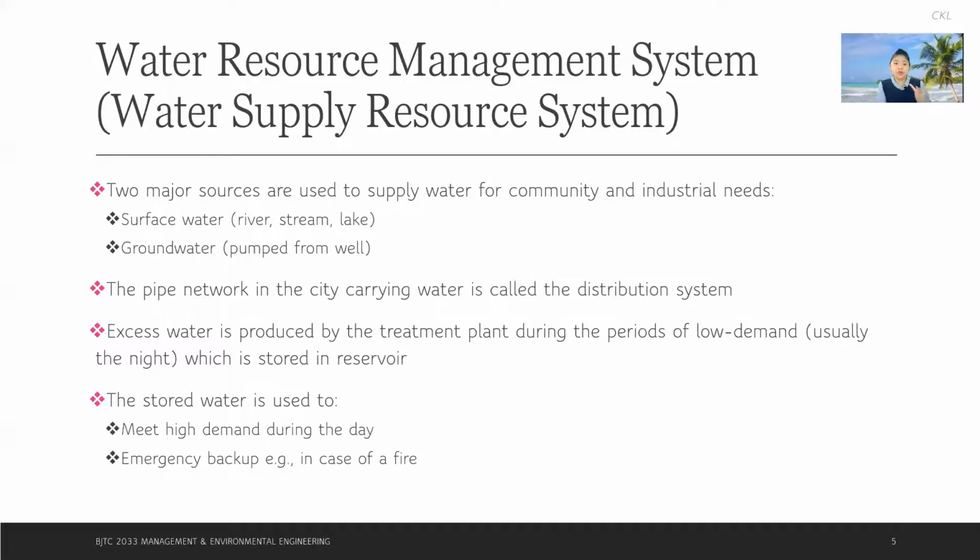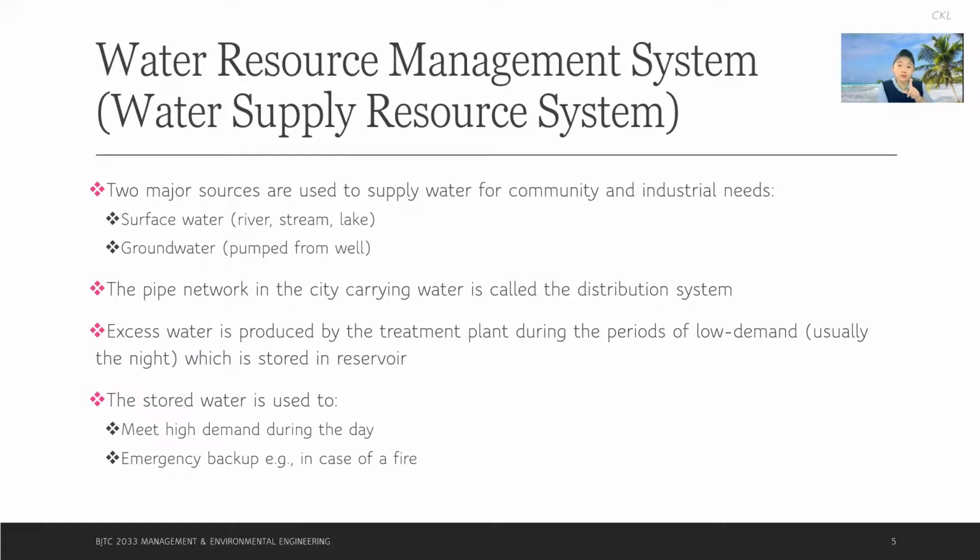We have two major sources that are used to supply water for community and industry needs. First is our surface water, which includes rivers, streams, and lakes. The second one is groundwater, where we pump it from wells. Okay, so we have two water systems.